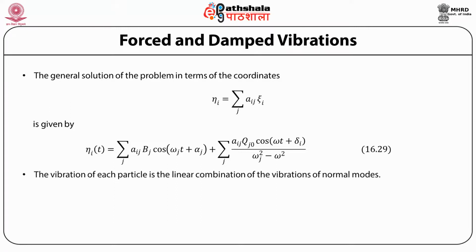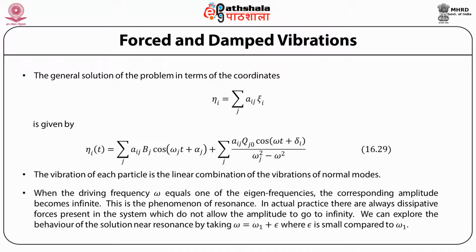The vibration of each particle is the linear combination of the vibrations of normal modes. When the driving frequency omega equals one of the eigenfrequencies, the corresponding amplitude becomes infinite. This is the phenomenon of resonance. In actual practice, there are always dissipative forces present in the system which do not allow the amplitude to go to infinity. We can explore the behavior of the solution near resonance by taking omega equal to omega_i plus a small quantity epsilon, where epsilon is small compared to omega_i.